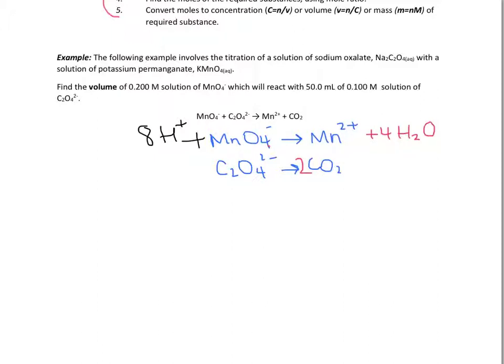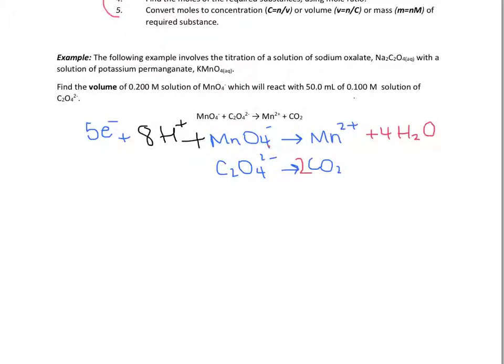Then we need to balance for the electrons. The overall charge on the reactant side in the first half reaction is 7 positive. The overall charge on the product side is 2 positive. We always add electrons to the higher number, and we need to add 5 to go from 7 down to 2. We'll do the same thing with the second half reaction.